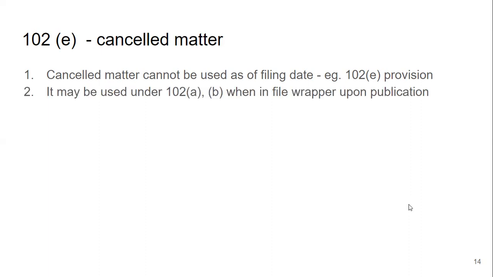So then when it comes to 102E, there's a specific rule concerning canceled matter there. So canceled matter cannot be used as of the filing date. So that's the 102E provision. And so then in that case, it can't be used under 102A2 either. So it can be used under, and this is all pre-IA rules, it can be used under 102A or B when it's in the file wrapper upon publication. So only its publication date can be used there.